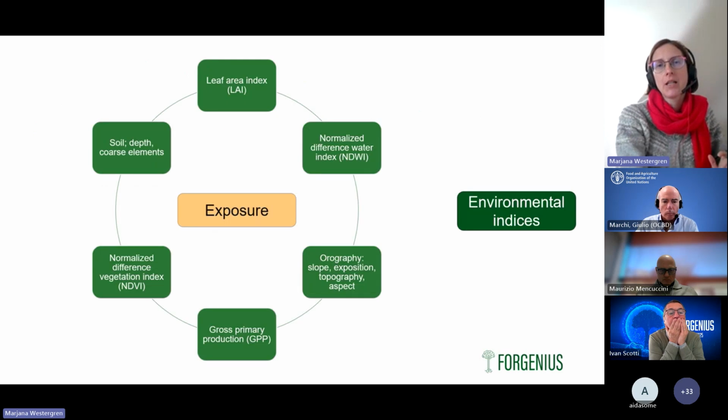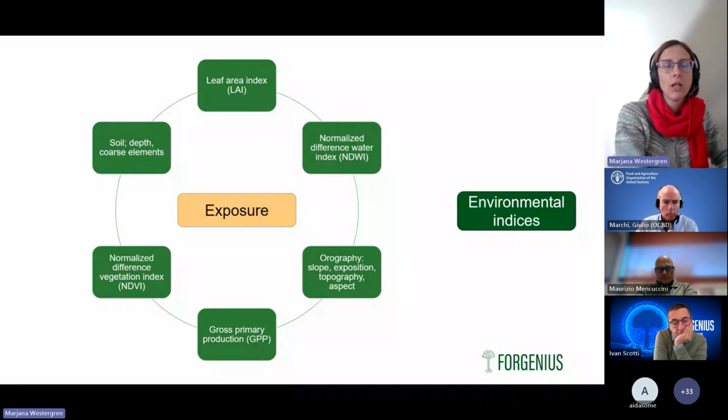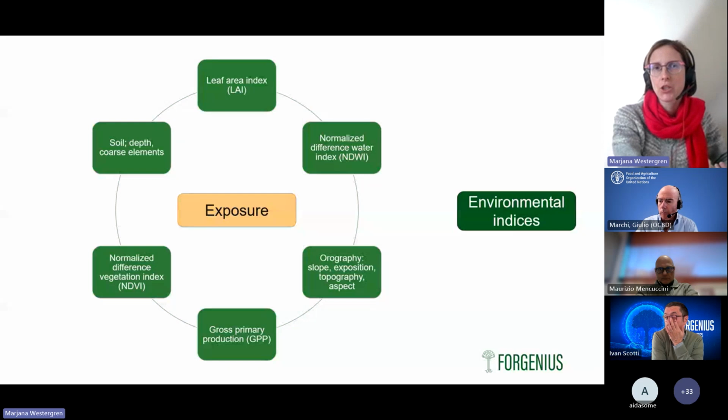If we look first at the environmental indicators, these mainly belong to the exposure category of vulnerability. Within the environmental indicators that we will have in EUGIS are indicators describing orography of the gene conservation unit, the soil. Then we have normalized difference water and vegetation indexes, gross primary production, and leaf area index.